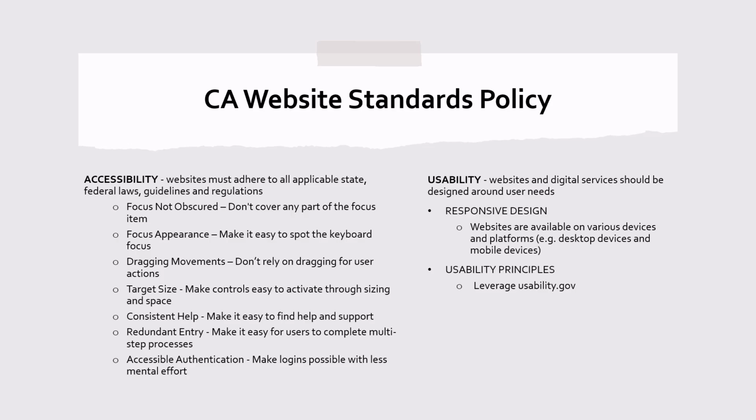So continuing with the website standards policy, the second element that the policy focused on was accessibility, where websites must adhere to all applicable state and federal laws, guidelines, and regulations. On the policy, they had links to a lot of different external links that took you to different policies and laws. However, these are some of the items that I gathered.